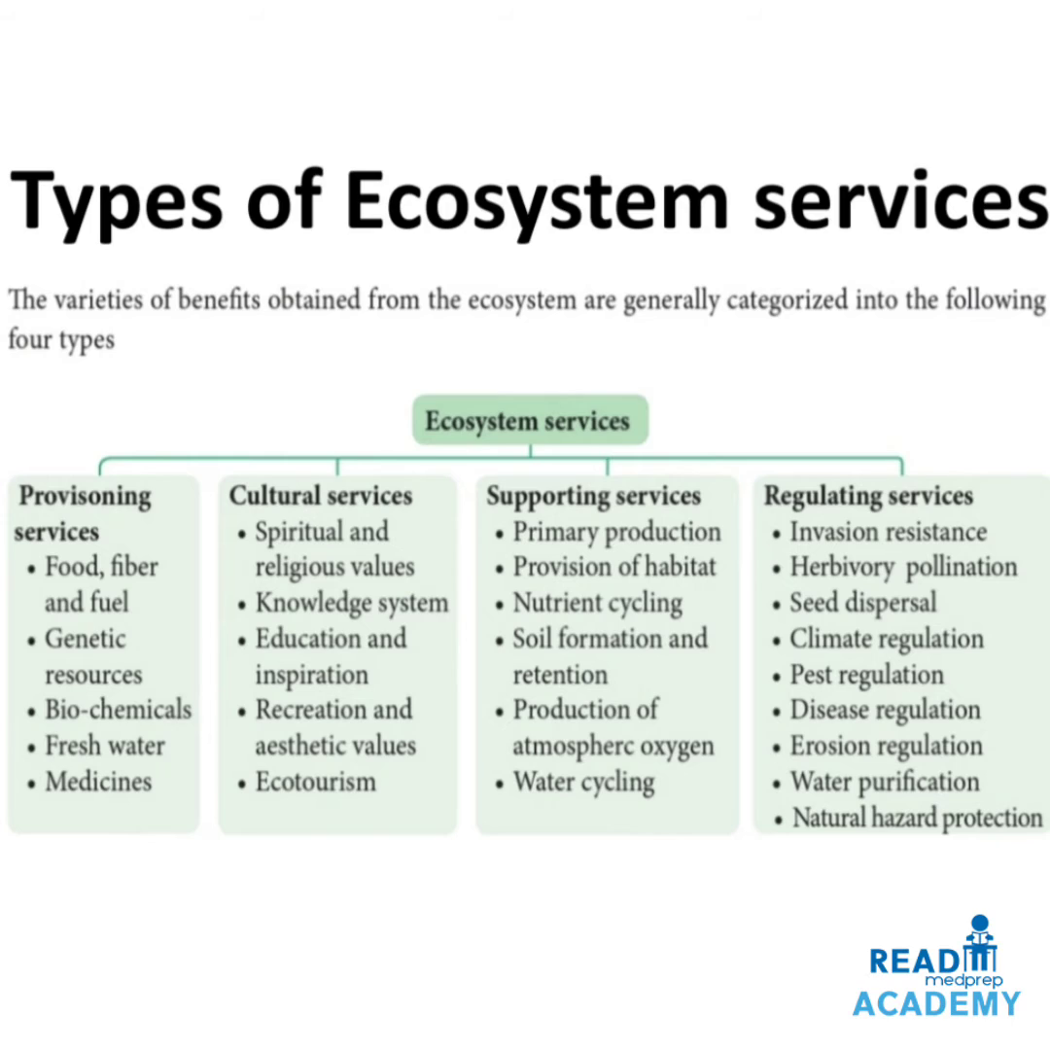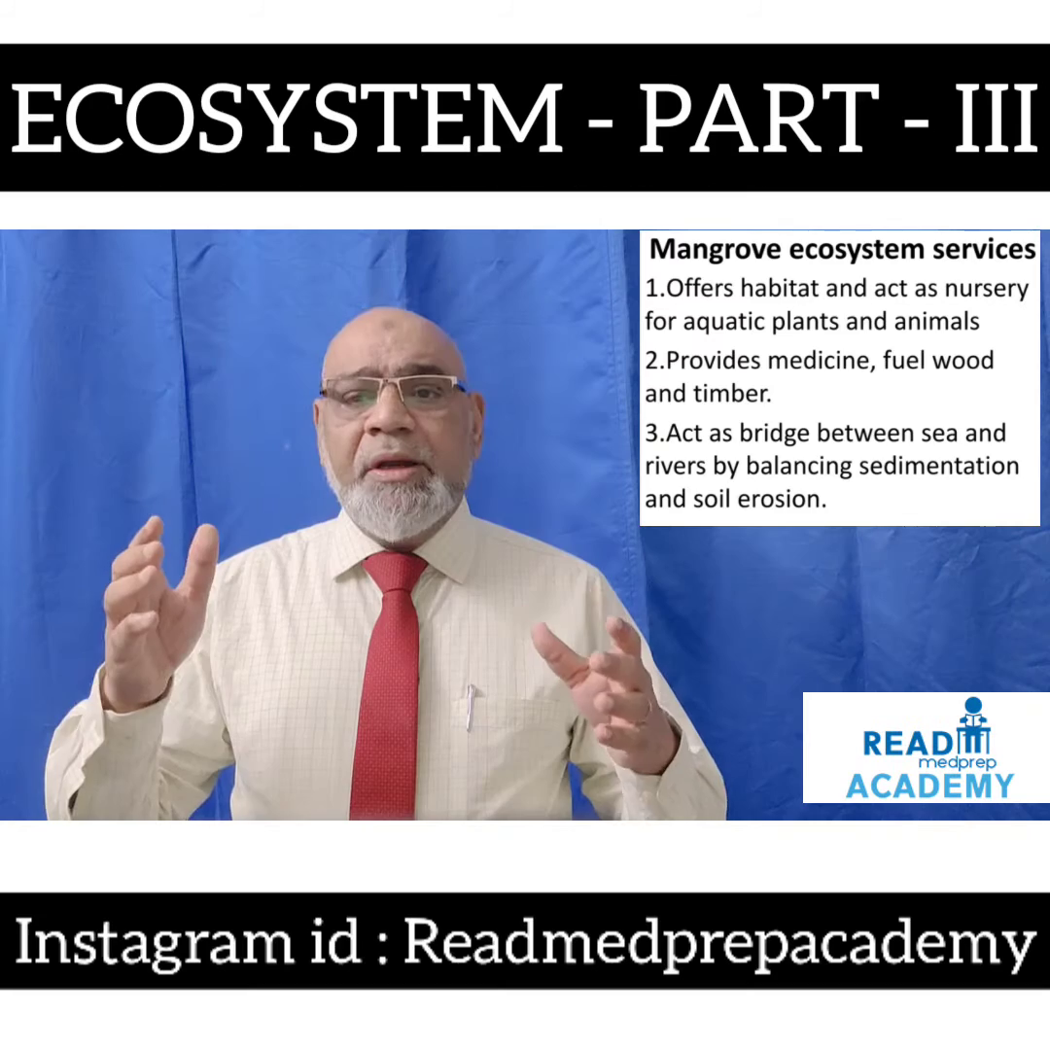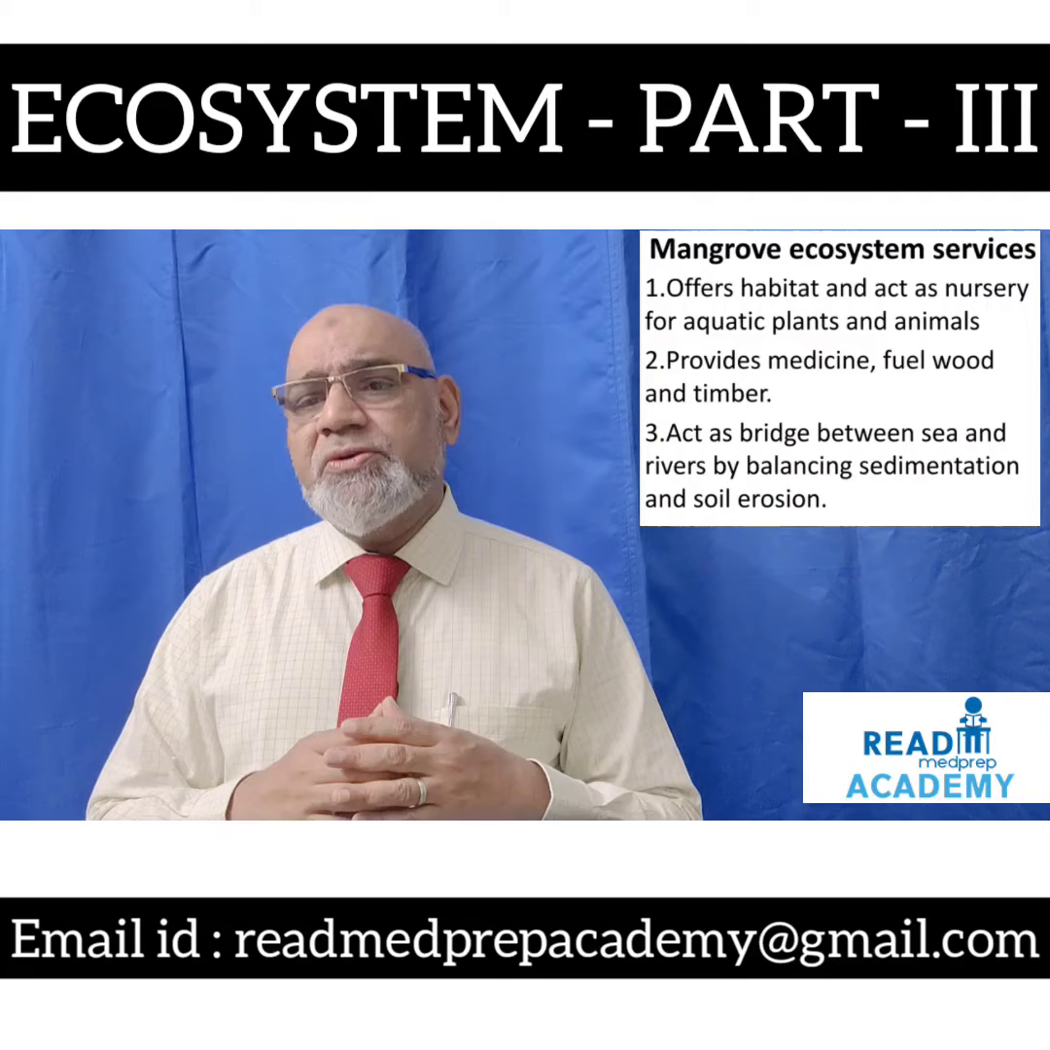The supporting services include primary production, provision of habitat, nutrient cycling, soil formation and retention, production of atmospheric oxygen and water cycling. Regulating services include invasion resistance, herbivory, pollination, seed dispersal, climate regulation, pest regulation, disease regulation, erosion regulation, water purification and natural hazard protection. Now let us move on to the mangrove ecosystem services.